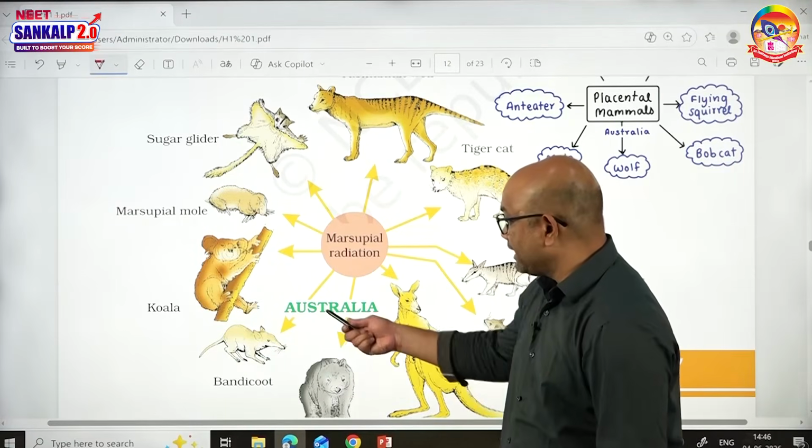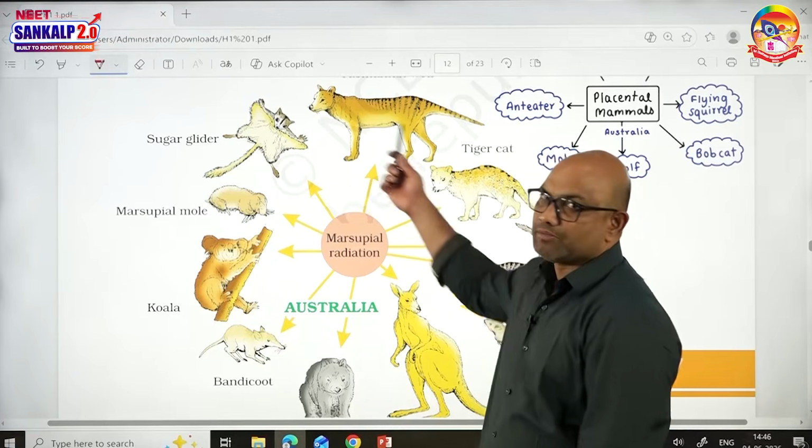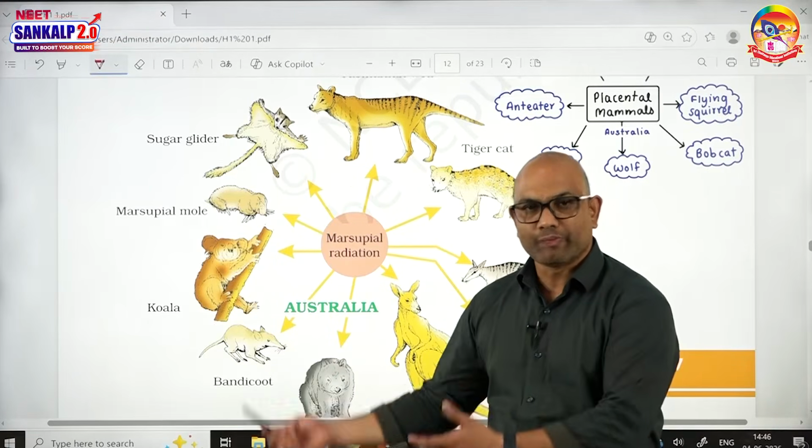So, what is the geographical area here? Australia. What are the different species of organisms that evolved from a common ancestor? Marsupials.